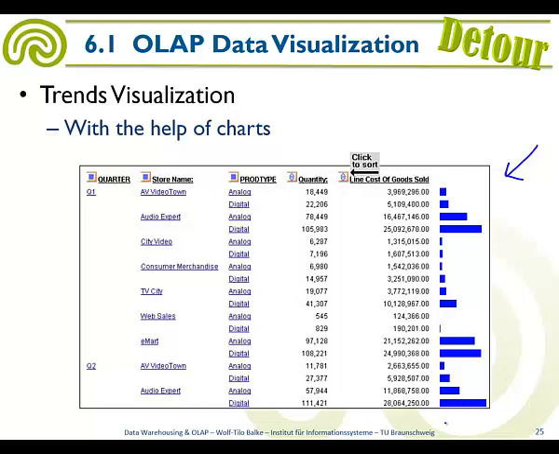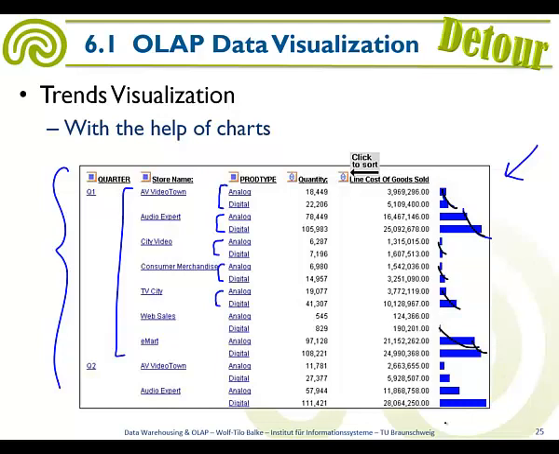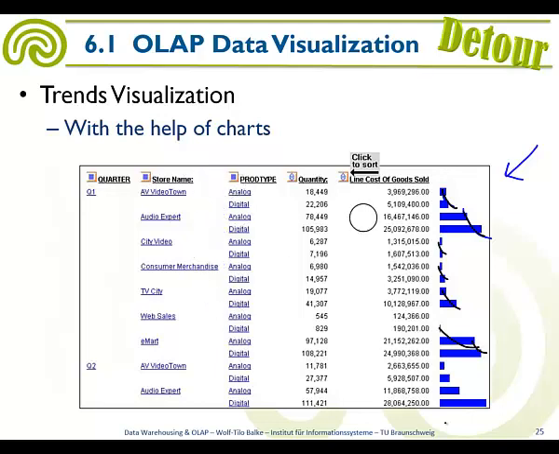So for instance here, this is the report we generated from the previous web interface. We have for each quarter the store names. And for each store name, you have some kind of nesting that we did. So for the product type, you have analog and digital. These are nested here. And then you could see here, for instance, that digital seems to be selling more most of the time. So this is something that you might see when you start looking at trends.